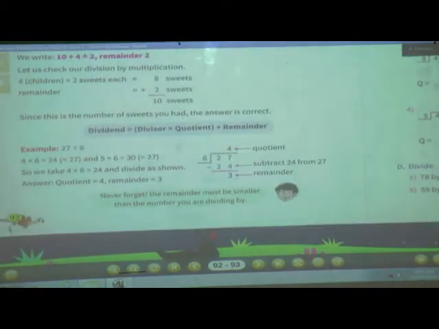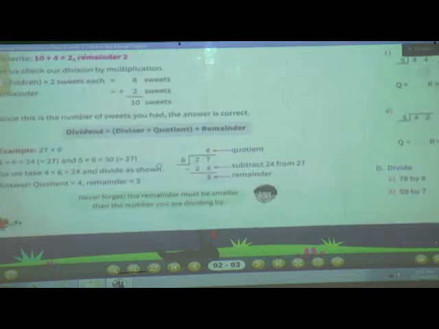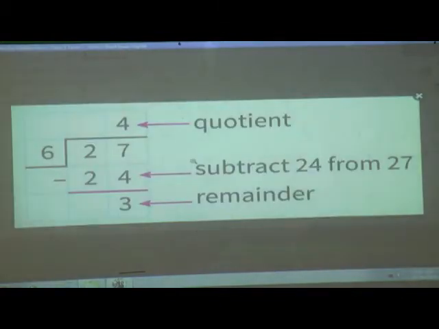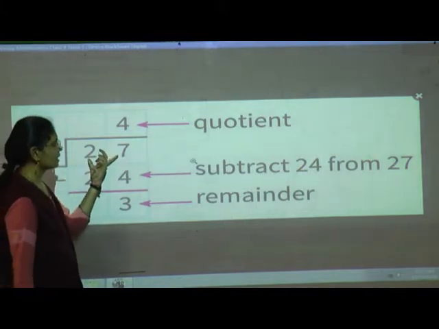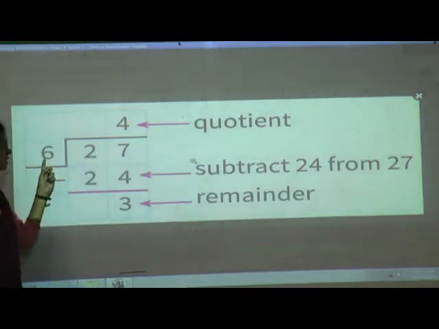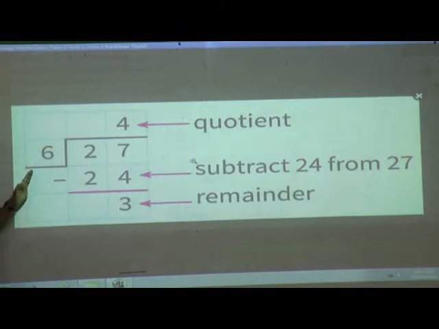Now here one example we will see. See the example. 27 divided by 6. Now here, see 27 divided by 6. What is the dividend? 27 is the dividend. What is the divisor? 6 is the divisor.